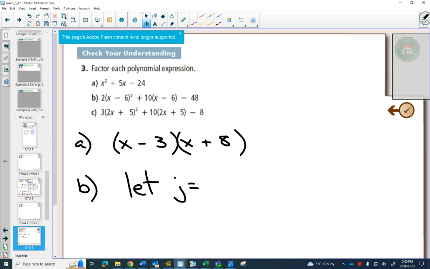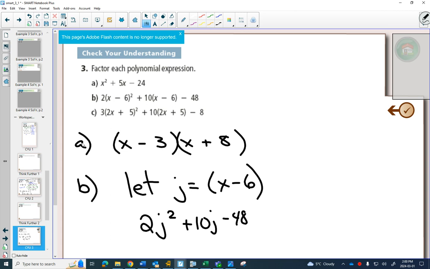So we let J equal X minus 6. Because in this question, you've got 2 times something squared plus 10 times something minus 48. If we let J equal the X minus 6, we substitute that in, and this just becomes 2J squared plus 10J minus 48. And we factor this, because it looks a lot simpler, as best as we can.